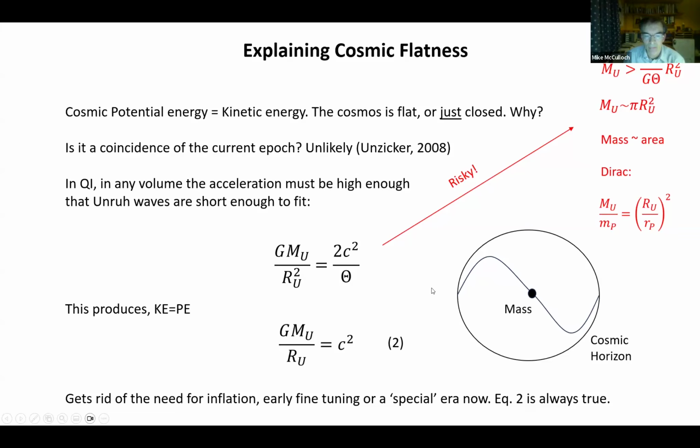So this gets rid of the need for inflation in the early universe, because one of the ways astronomers try to explain flatness is by proposing that the early universe inflated very fast. This was done by Alan Guth. And it gets rid of the need for early fine-tuning or assuming a special era now, because this formula is true for all times, for all epochs.